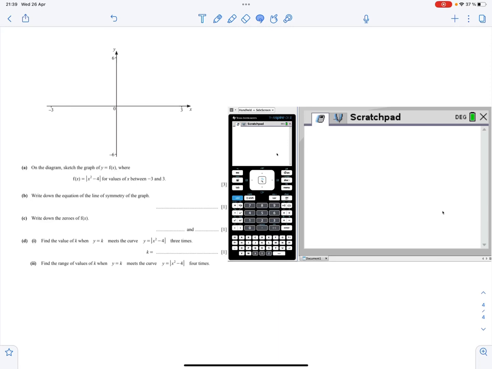Hi everyone, this is another IGCSE Paper 4 question that one of you sent me this evening and apparently was really struggling with. So I thought I'd spend a bit of time here to really reassure you and show you how this question should be answered.